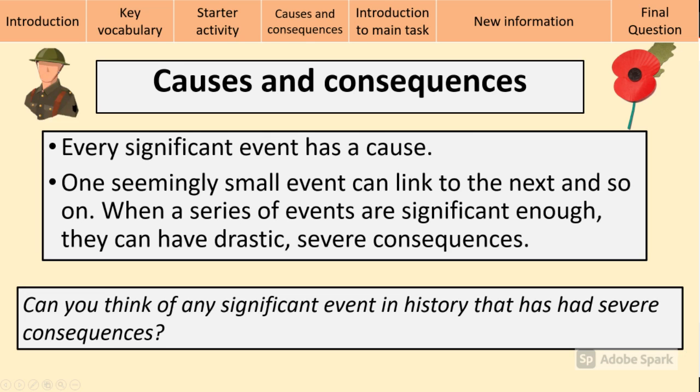Causes and consequences. Every significant event has its cause. One seemingly small event can link to the next, and so on and so forth. When a series of events are significant enough, they can have a drastic and severe consequence. Can you think of any significant event in history that had a severe consequence? Pause the video here and write down in your journal or book about what you think.